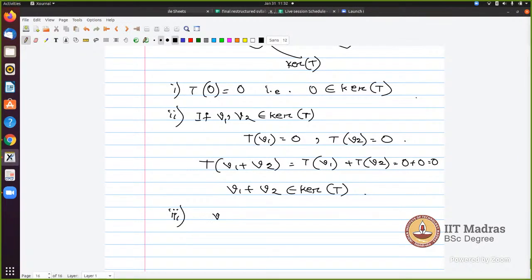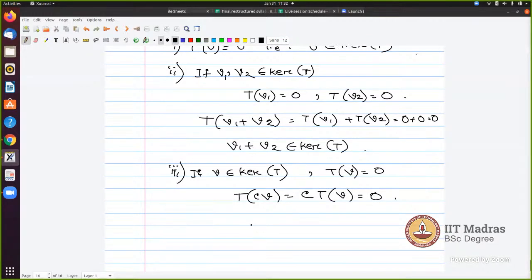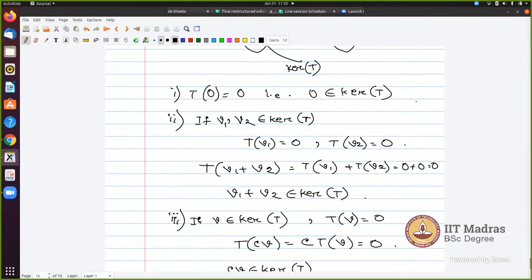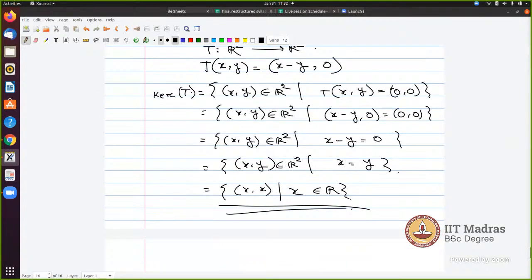Then if V is in kernel of T, then TV is 0. Then what about T of CV? This is C of TV and this is 0. Correct? So CV is also in the kernel of T. So kernel of T is a vector subspace. Is it clear? Yes, sir. Okay. So till this portion it is clear. So kernel is a vector subspace.